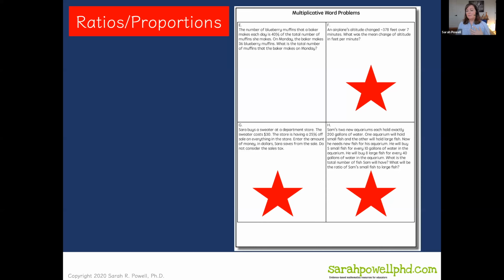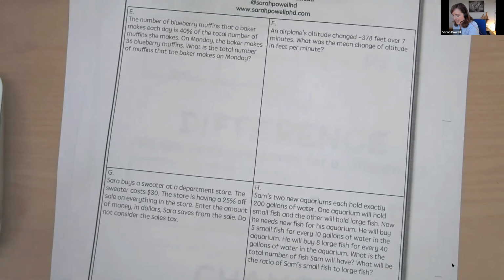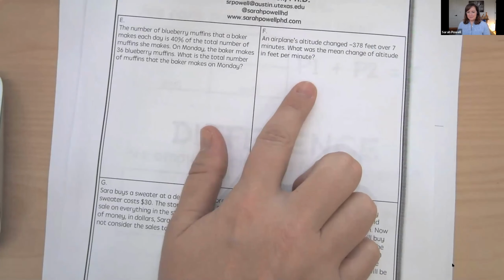So on Wednesday, we solved problem E, but I wanted to take a little bit of time to solve problem F today. This is this problem about an airplane's altitude. So we'll work on this one as a group, and then I'm going to ask you to work on problem G on your own, and then we'll discuss problem H because that's going to help segue into multi-step problem solving. So I'm going to get my problem F booted up here. All right, let's see where we are. Great, looks pretty good. And we'll go ahead and solve this problem together.